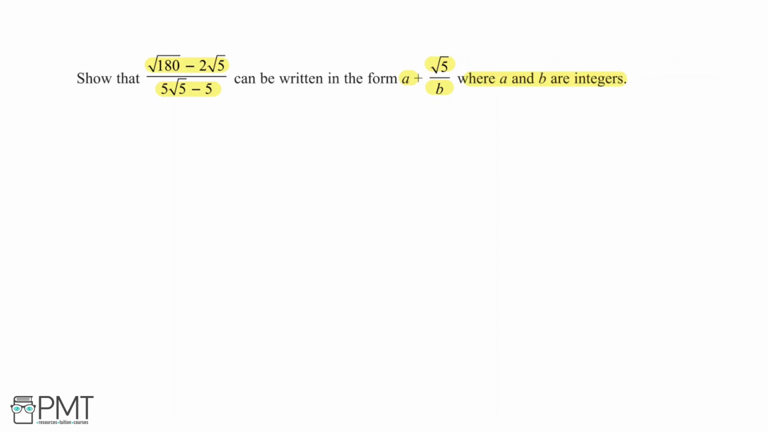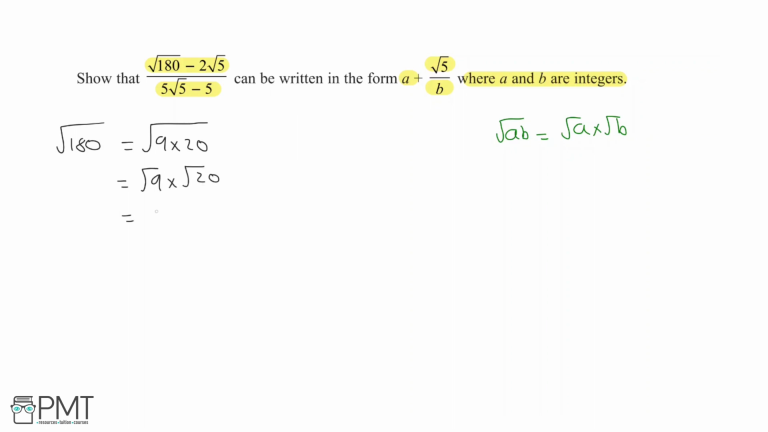Okay, the first thing I'm going to do is write the square root of 180 in terms of root 5. I'm going to think of a square number that is a factor of 180. The first one I think of is 9. So this equals the square root of 9 times 20. We're going to use our surds rule that the square root of AB equals the square root of A times the square root of B. So this equals the square root of 9 times the square root of 20, which equals 3 times the square root of 20.